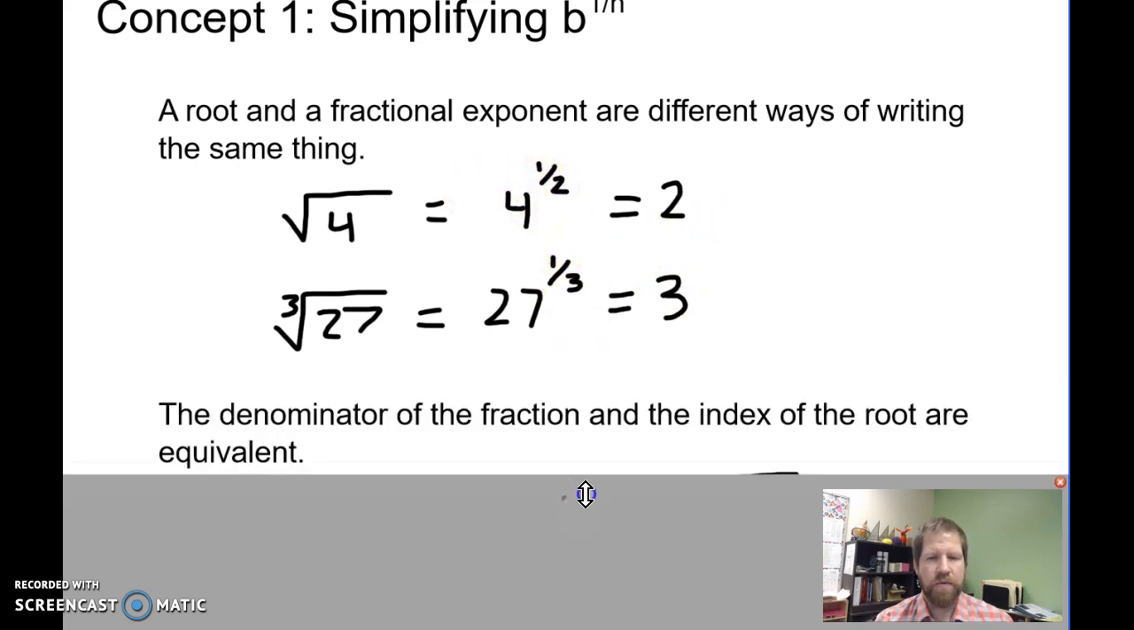The denominator of the fraction, so here I have 1/2, 4 to the 1/2 power. That denominator and the index are the same thing. So if this is a square root, I might have a 2 there, or I might not have any number there. If I don't, it's assuming that it's a square root. Here I have 27 to the 1/3 power, so it's going to be a cube root, and my index is 3.